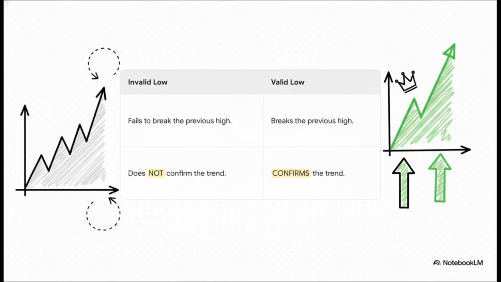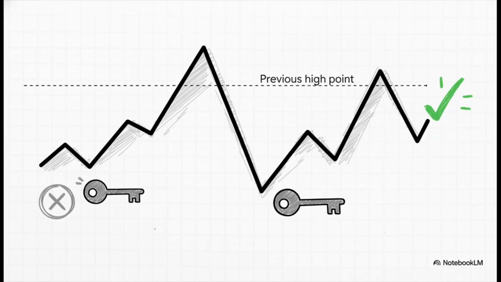Now, this is where the light bulb really goes on. This strategy makes a huge distinction between an invalid low and a valid low. See, an invalid low is just market noise. It's a little dip that doesn't have the strength to push price to a new high. But a valid low, that's the real deal. That's the pullback that leads to a new peak, and that's the only one that truly matters for confirming the trend.